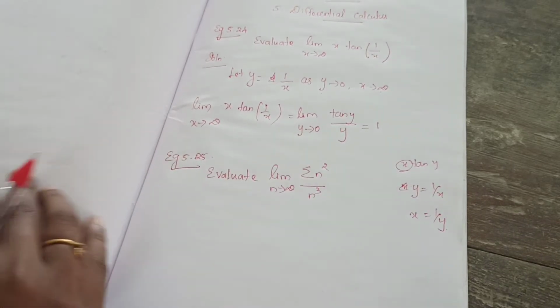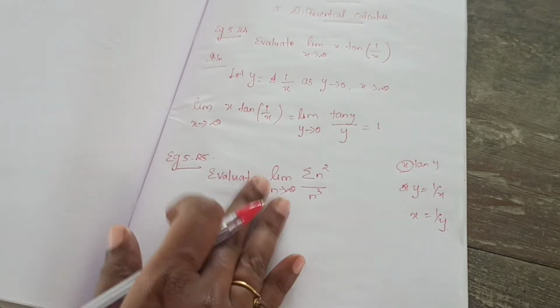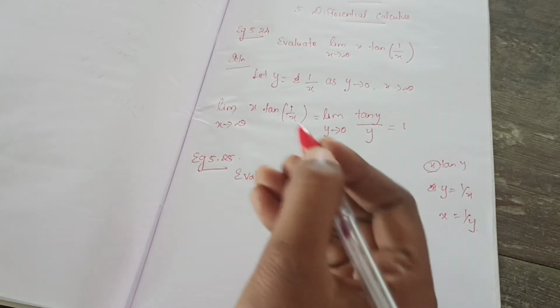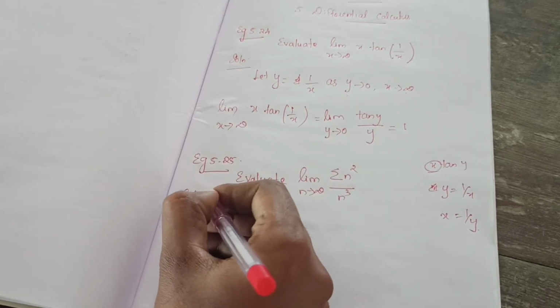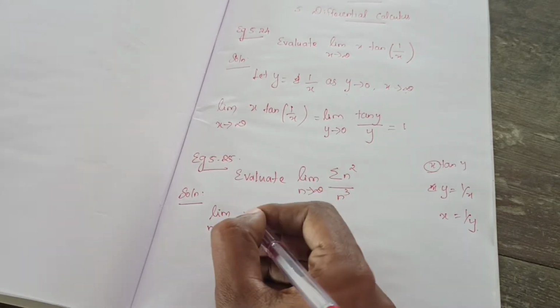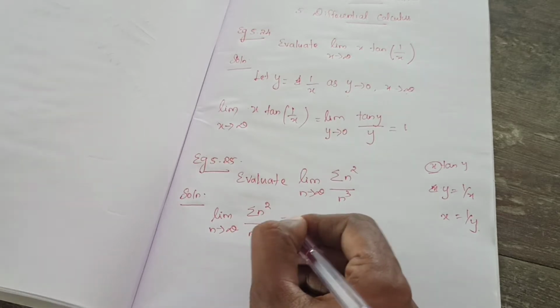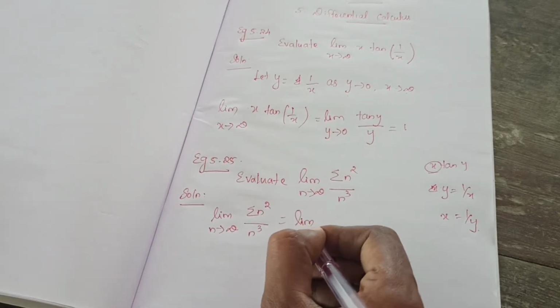Summation n square divided by summation n cube. The same model, only one problem is in the exercise you can do. Okay, so this one, limit n tends to infinity summation n square divided by n cube equal to limit n tends to infinity.